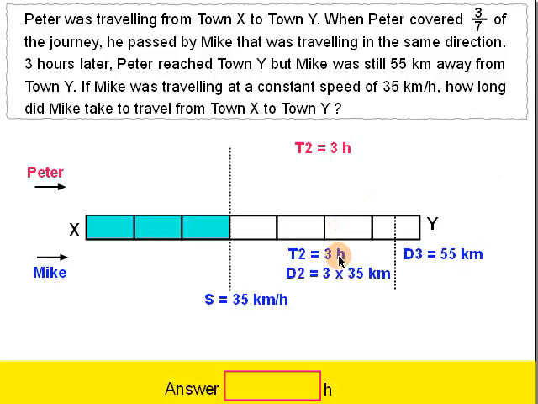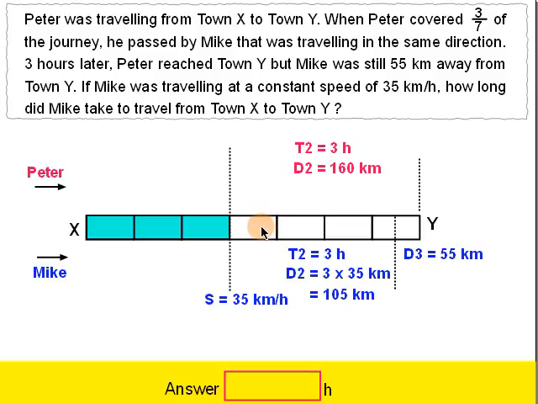So now look here. For Mike, the time taken was 3 hours, so he traveled 3 hours multiplied by the speed given by the question, 35 km per hour. That works out to be 105 km. So from the point he met up with Peter, the distance to tau y is 105 plus 55. That gives us 160 km. Therefore, this is the same distance that Peter took from where he met up with Mike to tau y, 160 km.